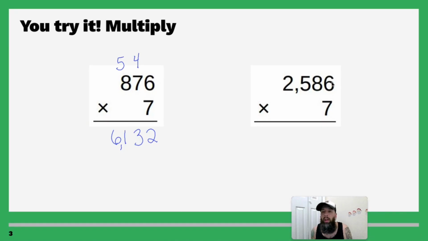Let's do another one. Go to the ones place value. 6 times 7 is 42, so you write out the 2, carry the 4. Multiply these two numbers together and then add 4. 7 times 8 is 56. 56 plus 4 is 60. So we write out the 0 and carry the 6. Multiply these two numbers and add 6. 5 times 7 is 35. 35 plus 6 is 41. So write out the 1, carry the 4.